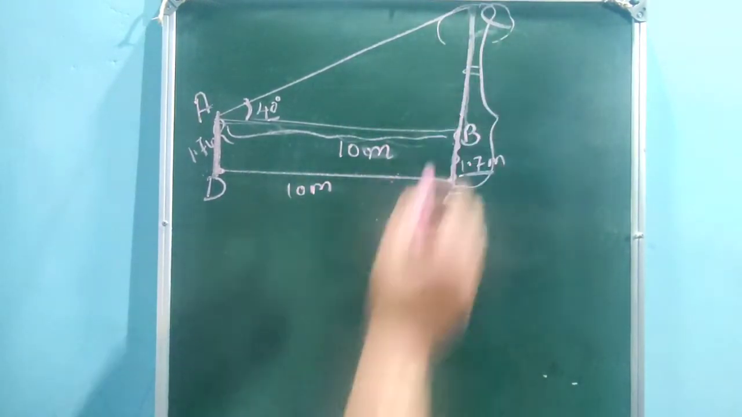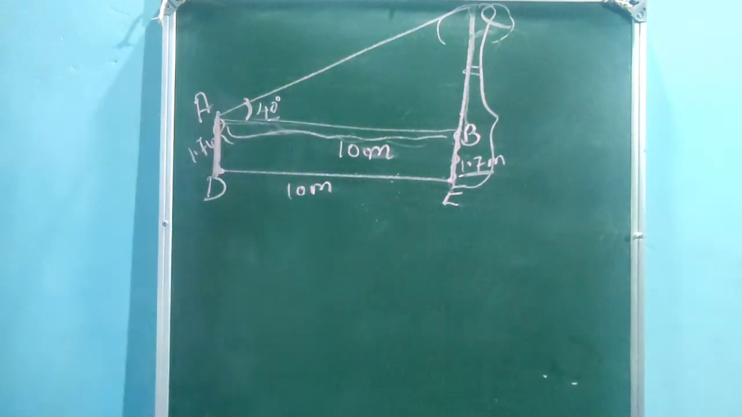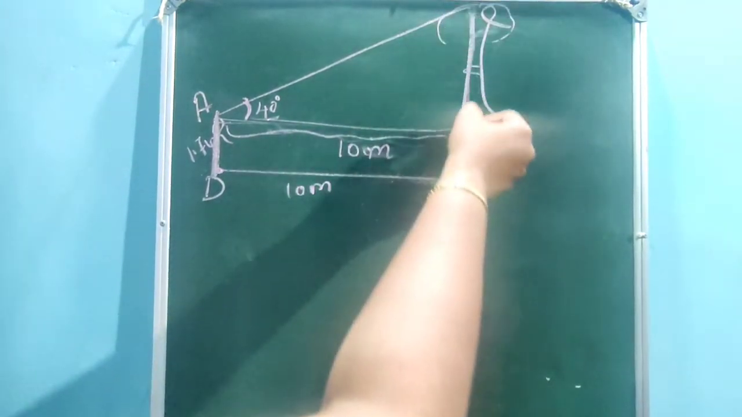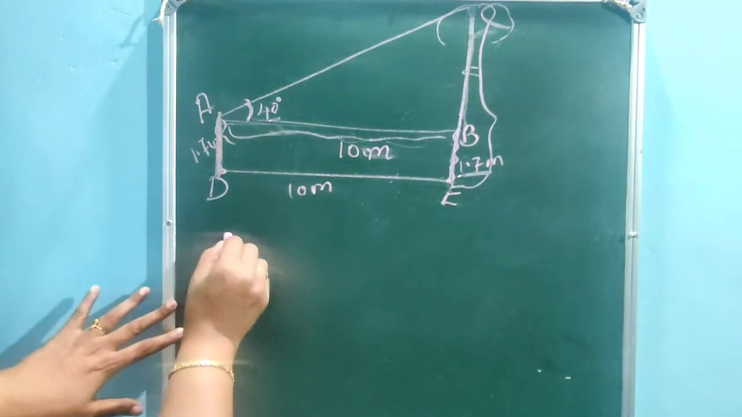Then what about this BC? That BC is the opposite side of this 40 degrees. And if we have the length BC, we can calculate the height of the tree. Here we have the adjacent side, and we need the opposite side. So which ratio is that? Adjacent side and opposite side, that is the tan ratio.